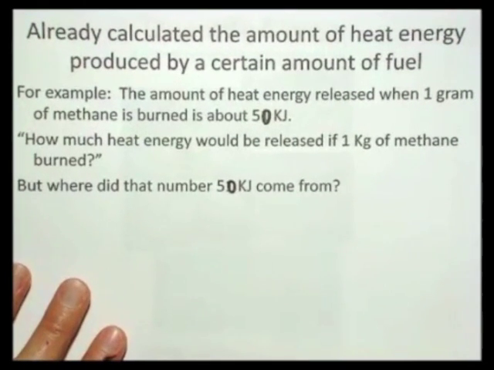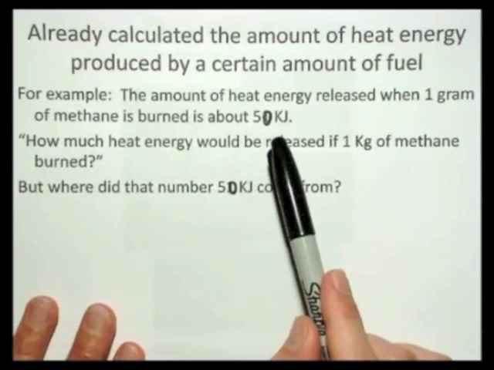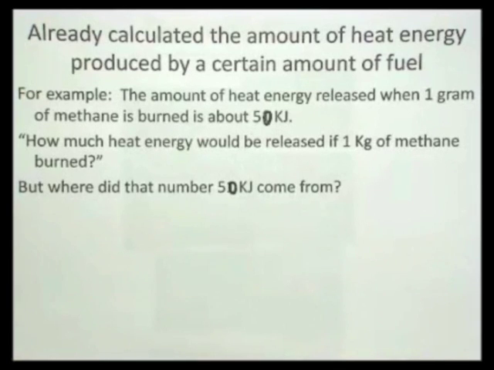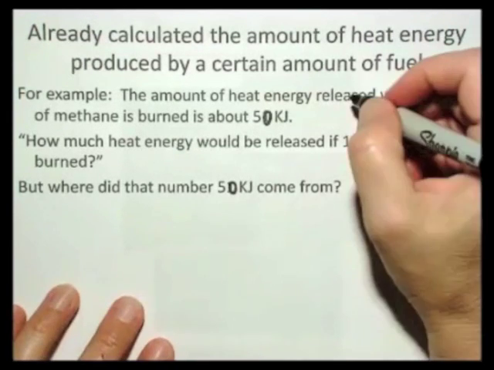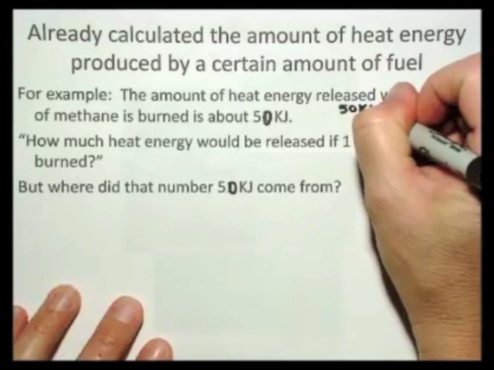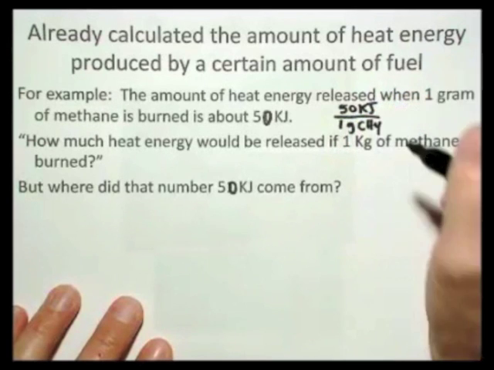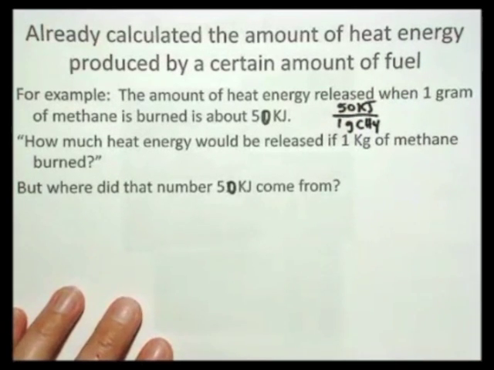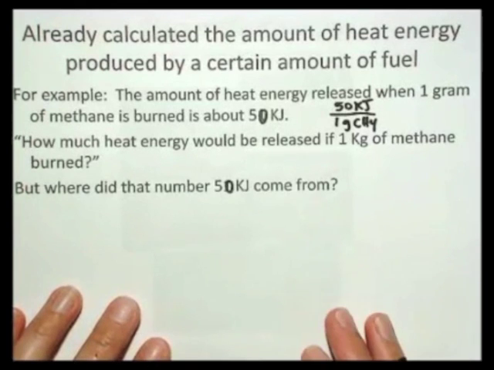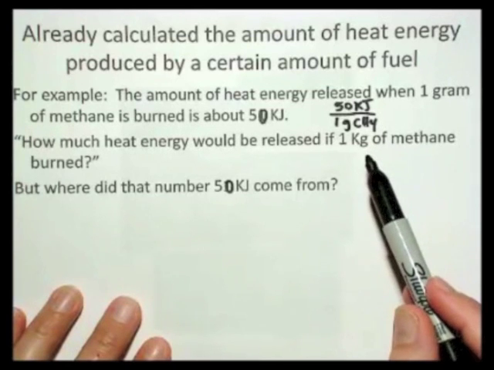For example, the amount of heat energy released when 1 gram of methane is burned is about 50 kilojoules. We've seen that already. And what that means is that 50 kilojoules of heat energy is released for every 1 gram of methane that is burned. So you can write a little ratio like that to show the relationship between the amount of energy released, in this case 50 kilojoules of heat energy, for every 1 gram of methane that is combusted.